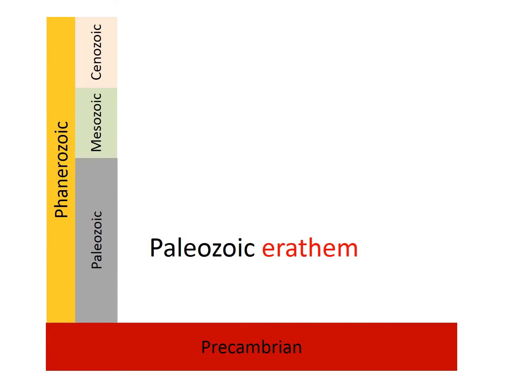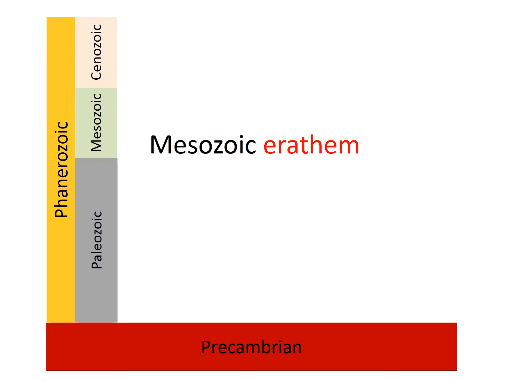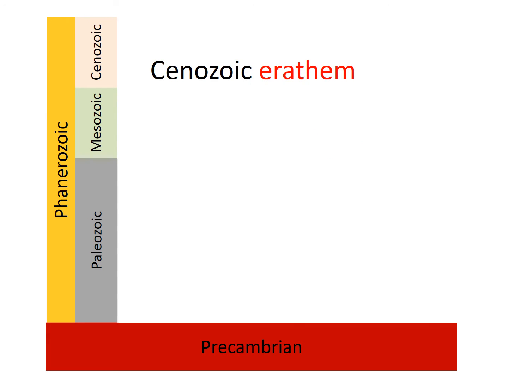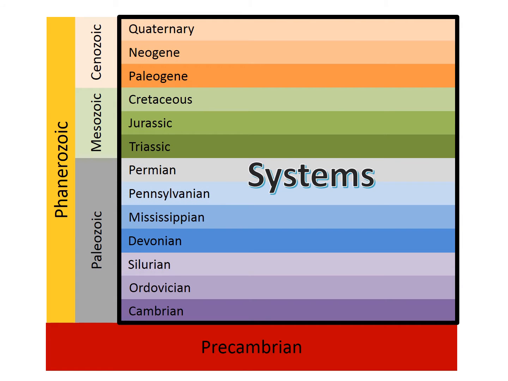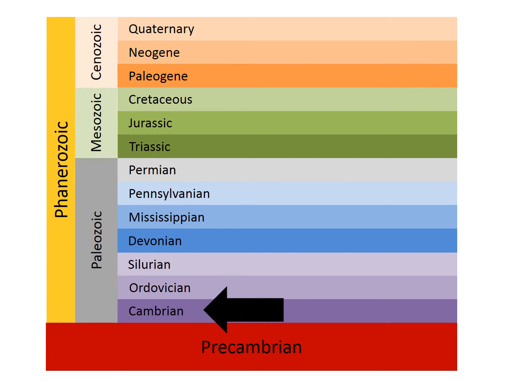So these intervals would be called the Paleozoic erethem, the Mesozoic erethem, and the Cenozoic erethem. Erethems are divided into even smaller intervals called systems. This would be the Cambrian system, the Jurassic system, and the Neogene system.